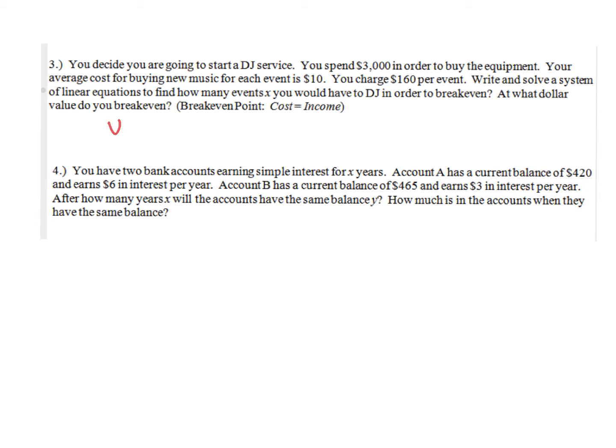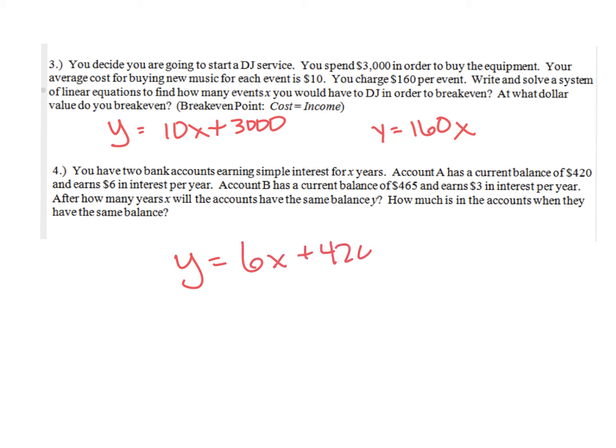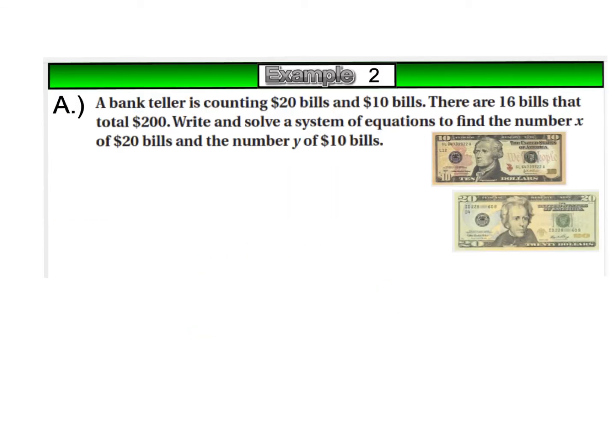For how much you spend, y equals 10x plus 3,000. And how much you make, y equals 160x. Didn't start anywhere, so no y-intercept on that one. Two bank accounts, A, y equals 6x plus 420, and account B, y equals 3x plus 465. The second way we're going to do our equations is in standard form.